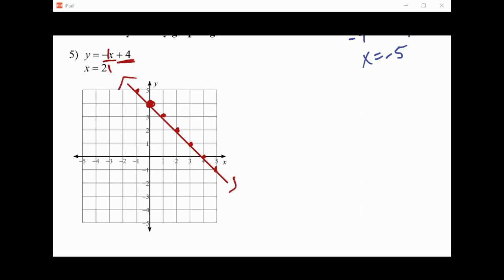And then if I have x equals a number, I just go where x equals 2 and put a vertical line. If it's y equals a number, it's horizontal, but anyway. So the point where they intersect is 2, 2.